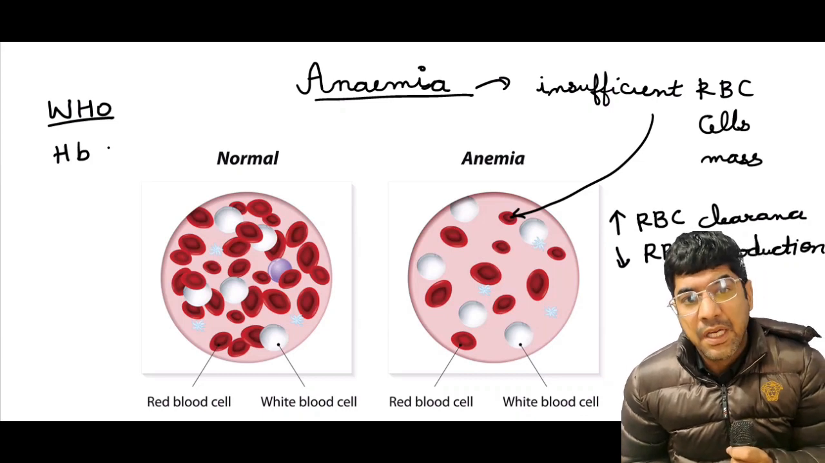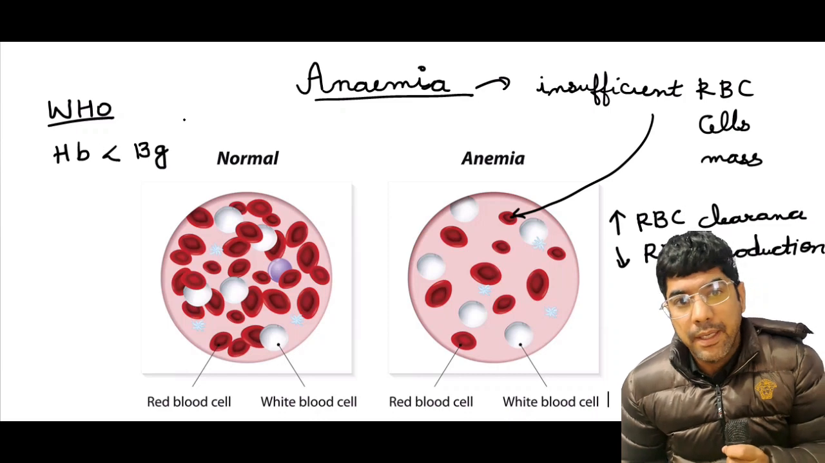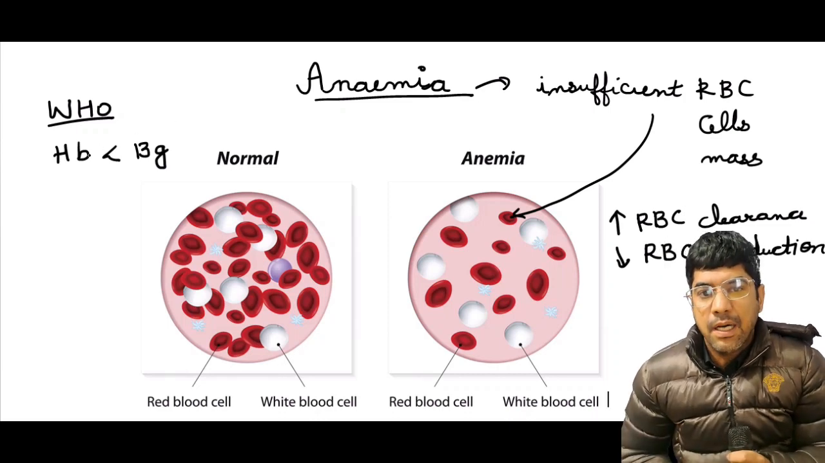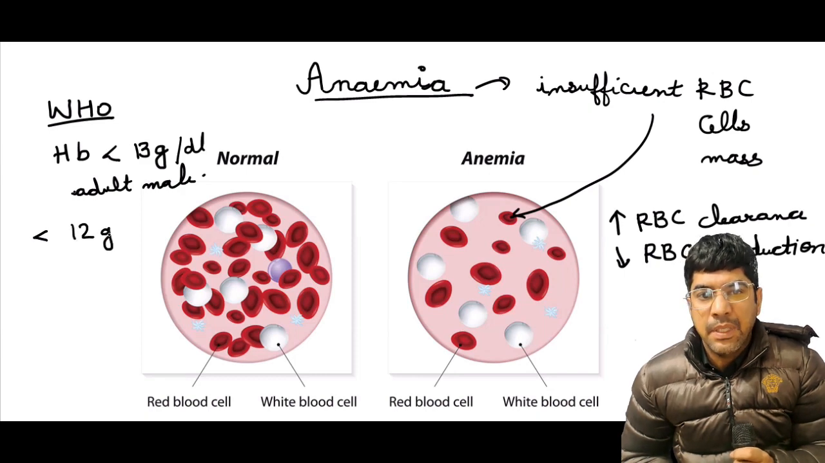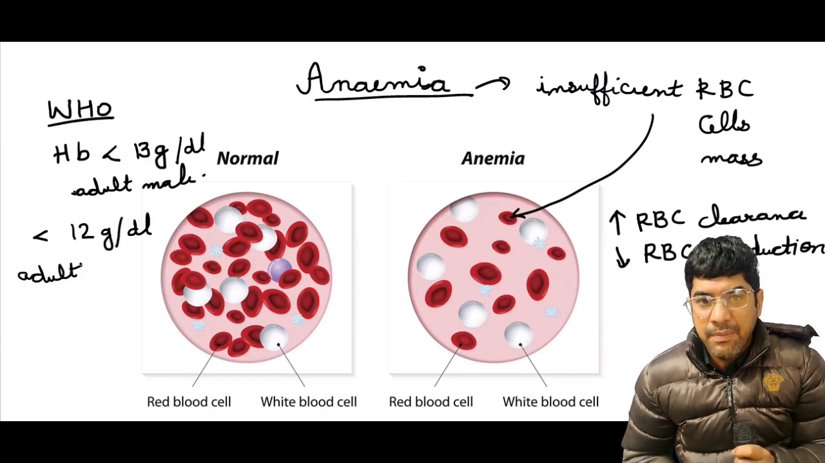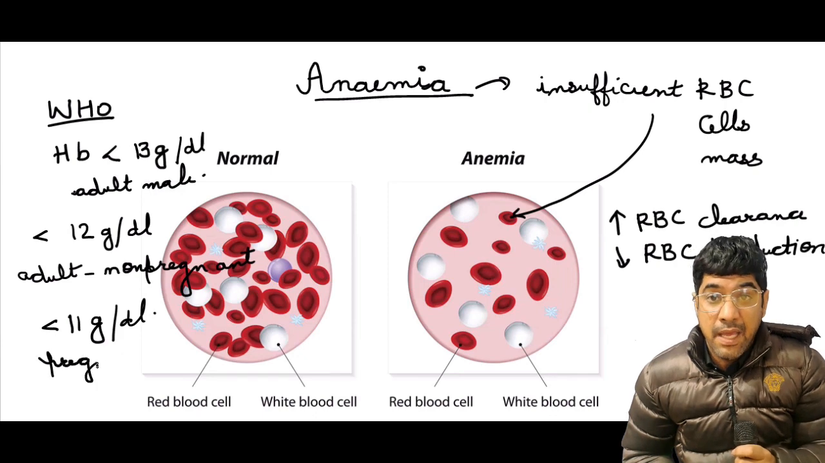Now, WHO has established the guidelines for diagnosing anemia based upon the hemoglobin content. For the adult male, a hemoglobin level less than 13 gram per deciliter is considered evidence of anemia. Whereas for adult non-pregnant females, a hemoglobin level less than 12 gram per deciliter indicates anemia. However, in pregnant females, a value less than 11 gram per deciliter is considered evidence of anemia.